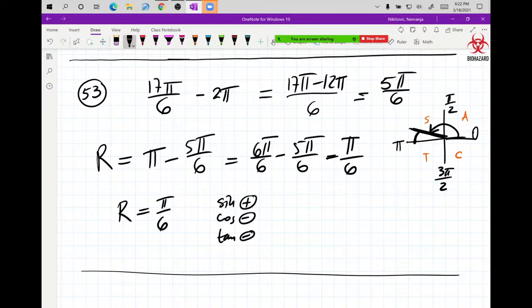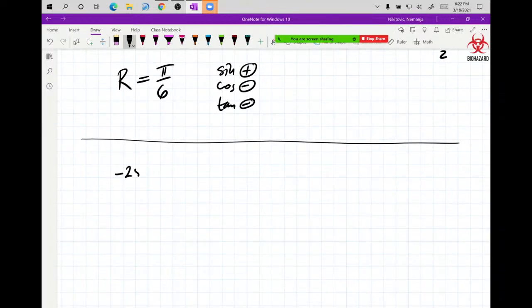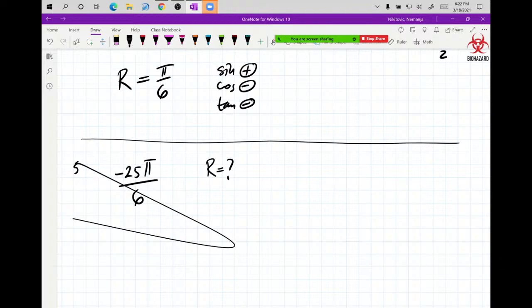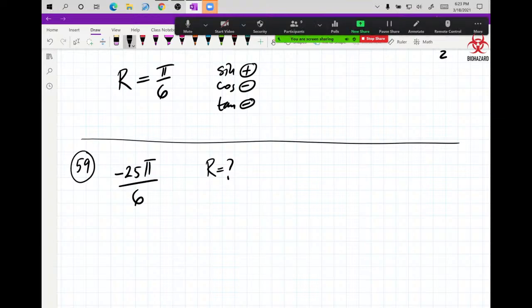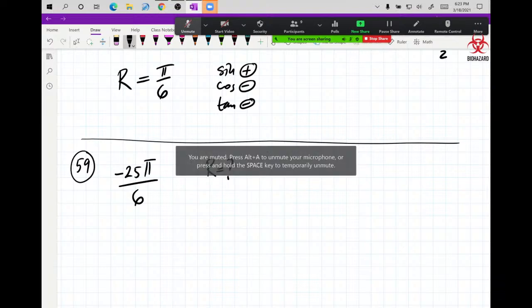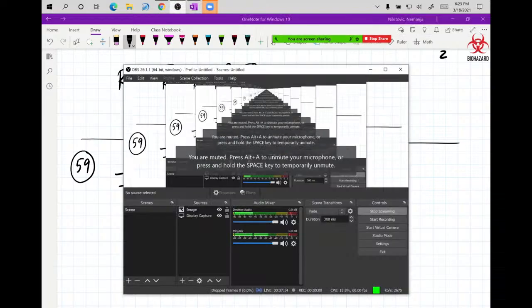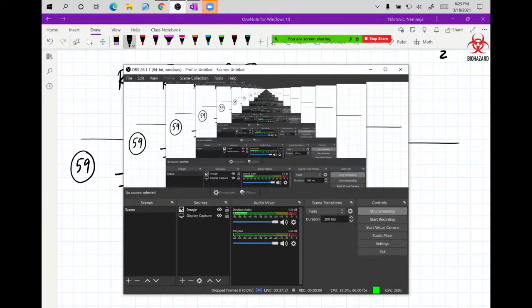Negative 25 pi over 6. So find the reference angle. You know what? I'm going to mute myself and let you enjoy this for some time. That's number 59 from the textbook. You can talk to each other. You can do the chat. I'm just going to mute this, and I can actually mute also the stream.